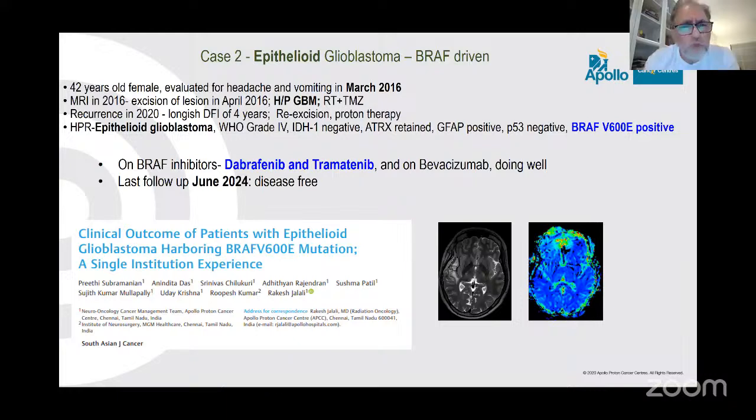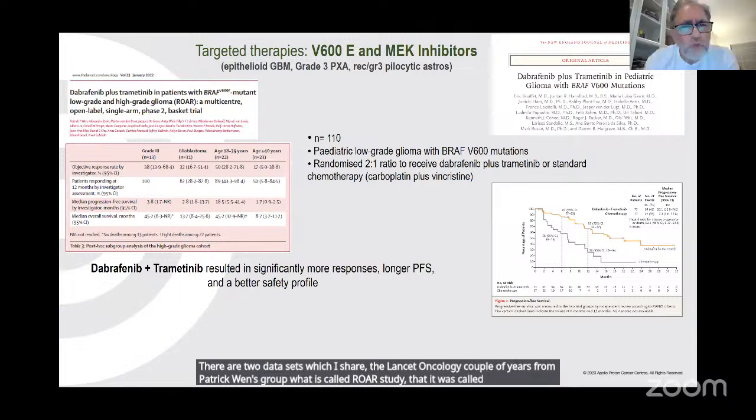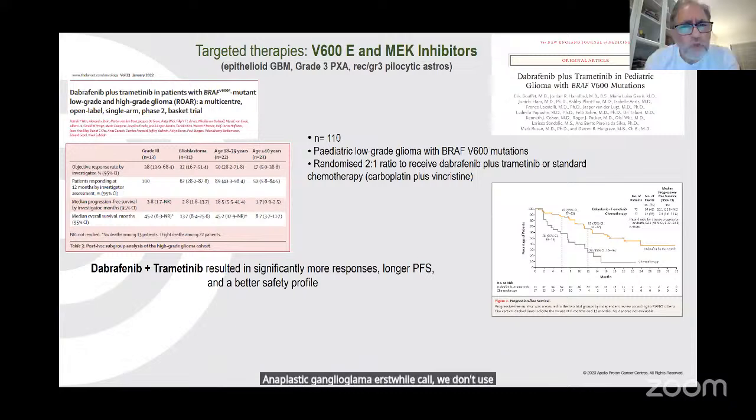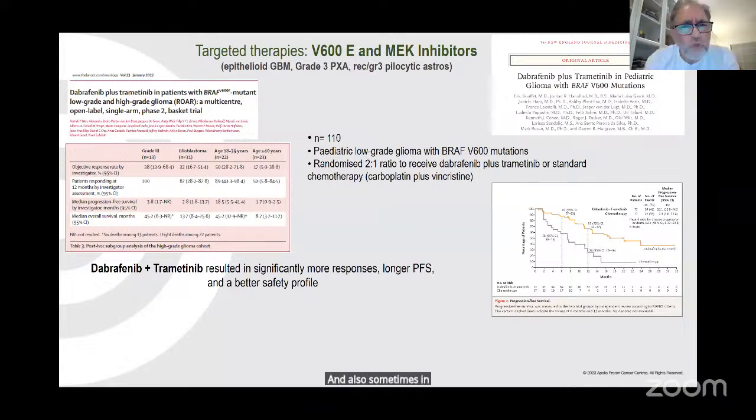There are two data sets which I share. The Lancet Oncology, a couple of years ago, from Patrick Wen's group, what is called the ROAR study, that was what we call tissue agnostic. Doesn't matter what the pathology is. It can be pleomorphic xanthoastrocytoma grade 3, of which about 60 to 80% will have BRAF mutation. Anaplastic ganglioglioma, erstwhile called, we don't use the word anaplastic anymore, ganglioglioma grade 3, can also have a high risk of BRAF mutation. But also in children where there are deep-seated optic pathway gliomas, and also sometimes in adults, they can have even pilocytic astrocytomas.